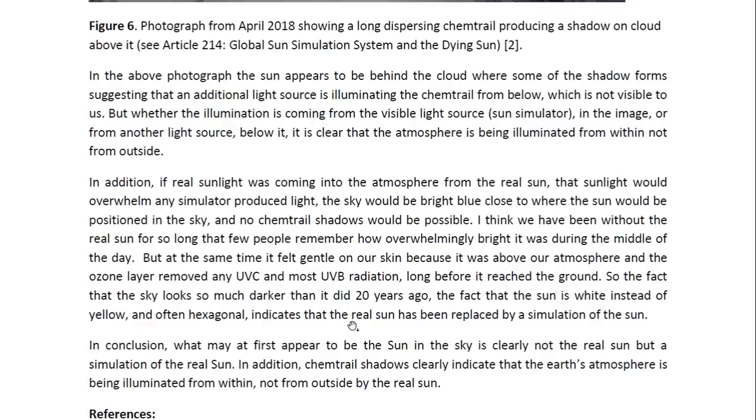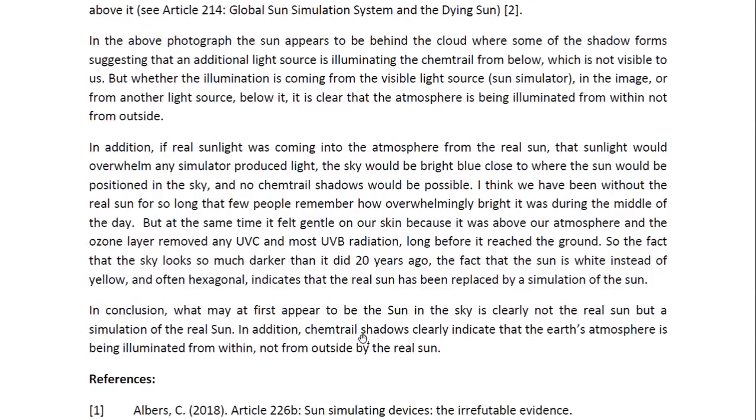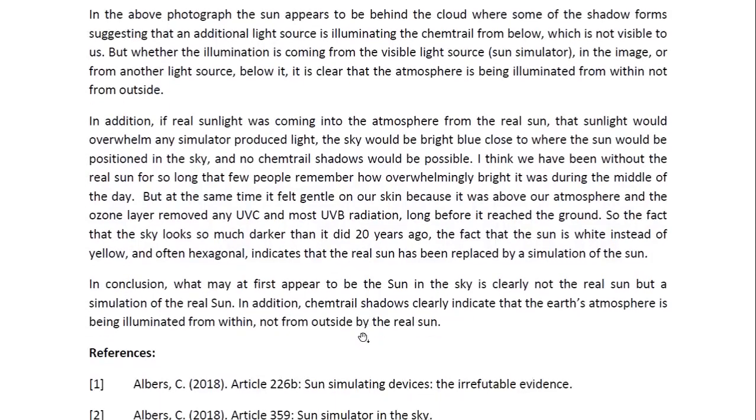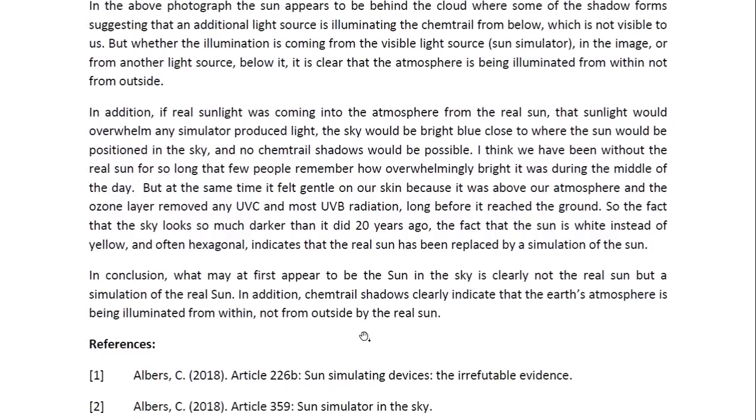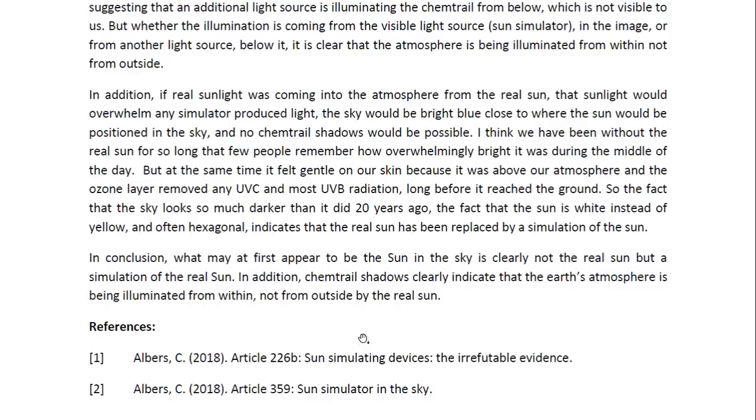So the fact that the sky looks so much darker than it did 20 years ago, and the fact that the sun is white instead of yellow and often hexagonal, indicates that the real sun has been replaced by a simulation of that sun. So we do not have a real sun in our skies anymore. If we did, our skies would still be bright blue, and they are not. So in conclusion, what may at first appear to be the sun in the sky is clearly not the real sun, but a simulation of the real sun.